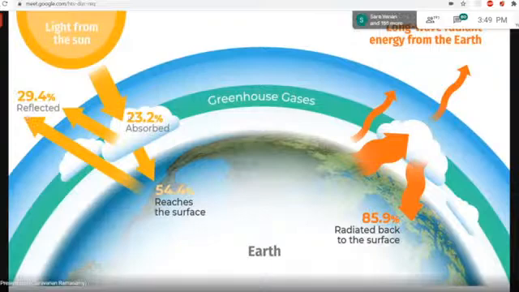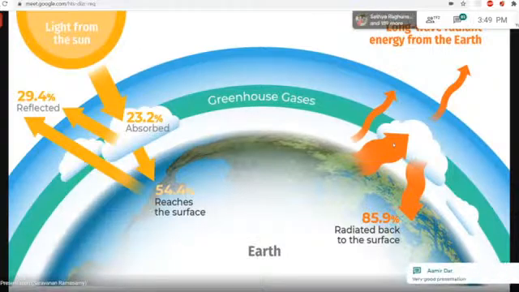29.4% is reflected back into space. We are not receiving it, it's reflected back. And out of these 54 percent, 86 or 85.9% is radiated back into the surface, right? It goes back like this.